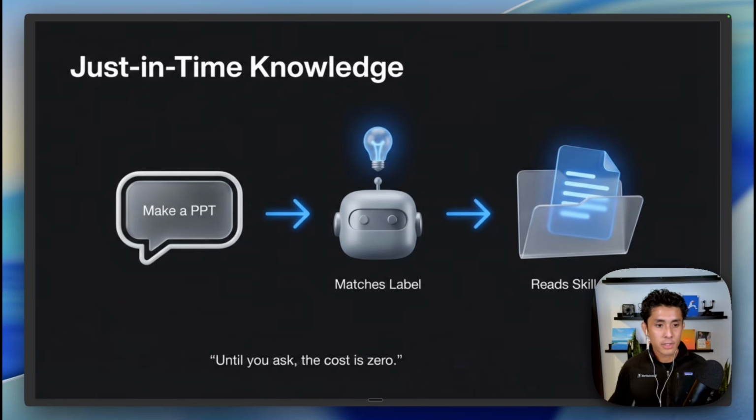Let's say I ask Claude to make me a PowerPoint, and I have 100 different skills in my folder. Claude will then sort through all of the labels, or that first part of the instruction manual, to see which one is relevant for making a PowerPoint. Then it'll extract that instruction manual to be able to actually execute that task successfully. So make a PowerPoint, then Claude finds the matching label that is relevant to the task, and then it'll read that skill file to actually know the instructions for what to do.